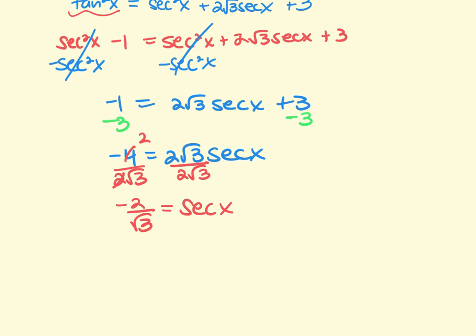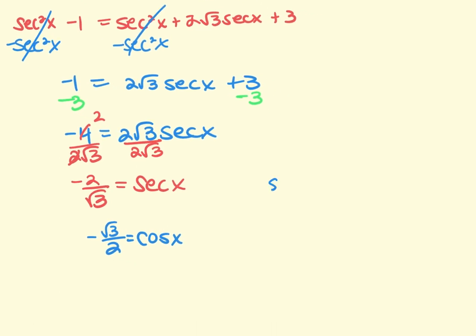And secant's not on your unit circle, but its reciprocal function is cosine. So if I flip it, I would flip the other side too. I end up with cosine equals negative root 3 over 2. Go to your unit circle, and cosine is negative root 3 over 2 at 5 pi over 6 and 7 pi over 6.